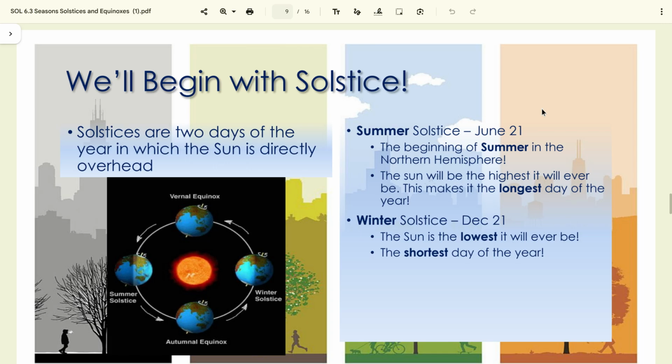So let's talk about a solstice. There are two of them, where the sun is right over our heads. We have the summer solstice, which is the beginning of summer in the northern hemisphere, and the sun is the highest it can ever be. It's the longest day of the year. The winter solstice is the opposite. The sun is the lowest it will ever be, and it's the shortest day of the year. Think about how days get longer and longer as we go farther into the summer, and shorter and shorter in the winter. The solstices are the peak and the valley of that.